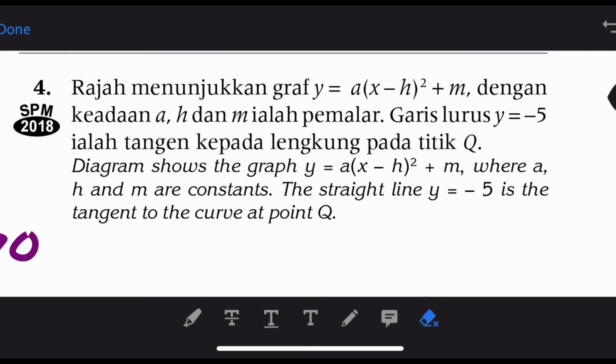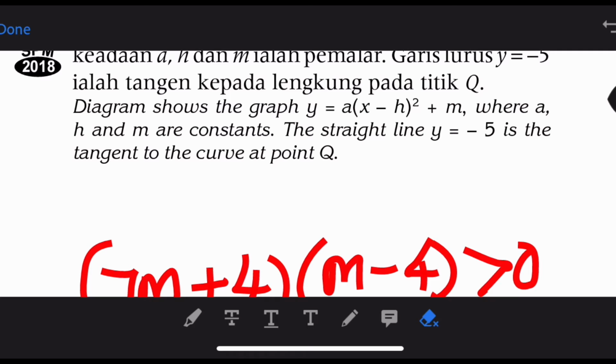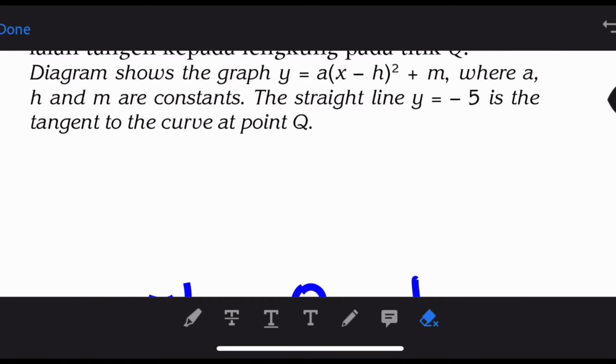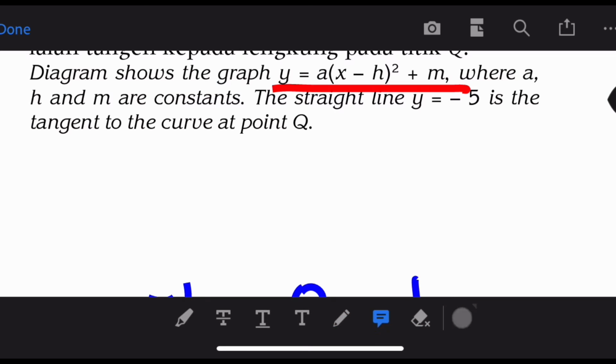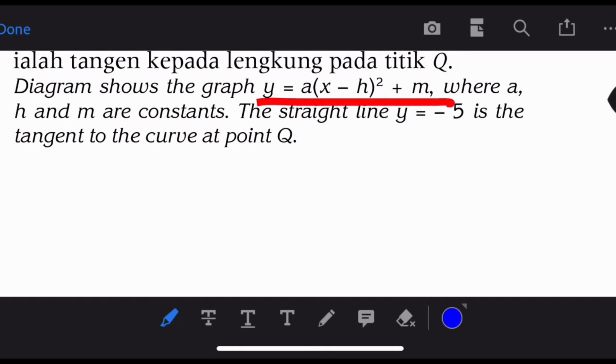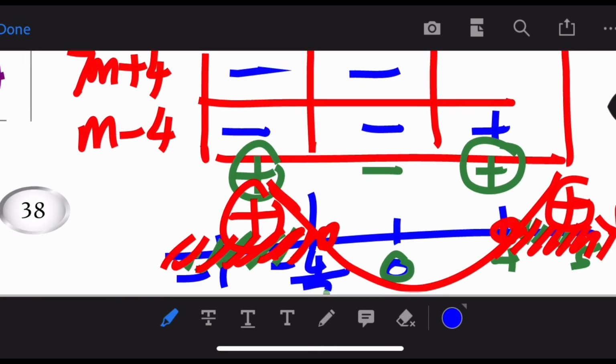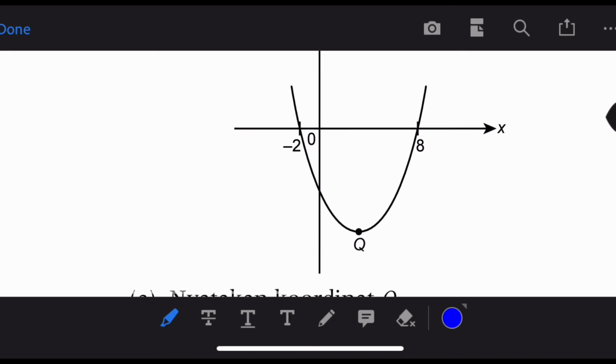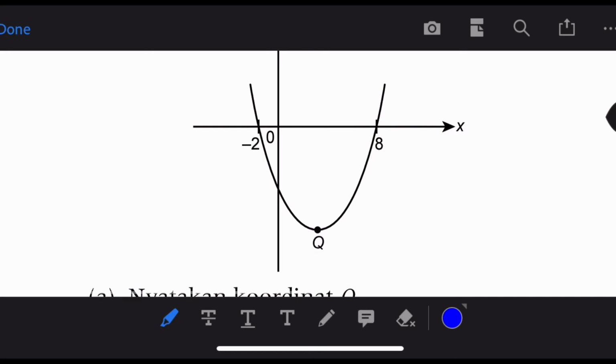Okay, question number 4, let's read the question. The diagram shows the graph of the quadratic function y equals (x minus h) squared plus m. Right, so let's see the graph. Where's the graph? Okay, this one, right? This is the graph.